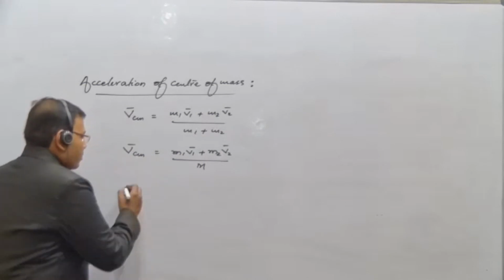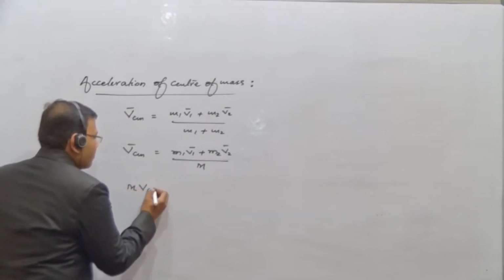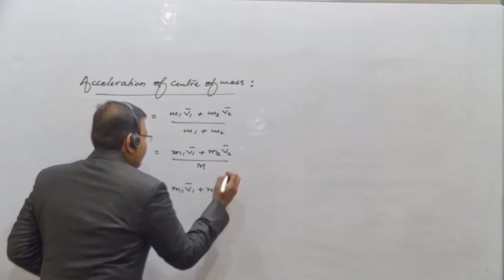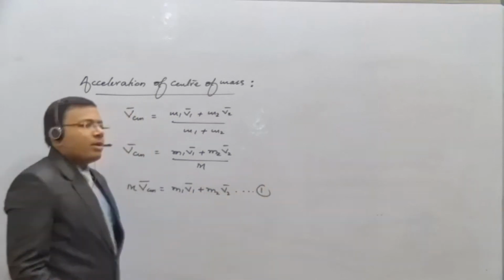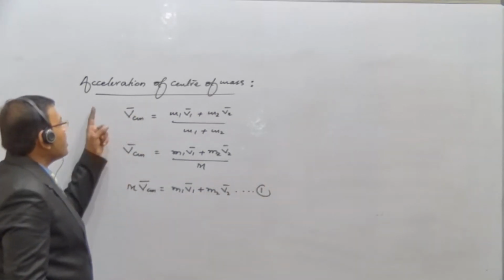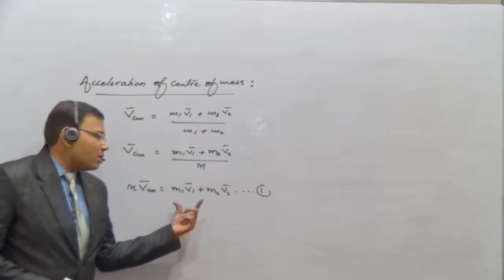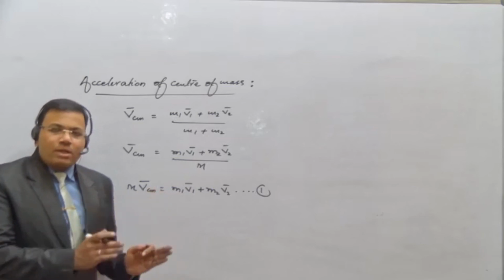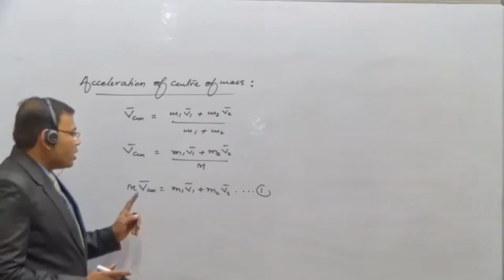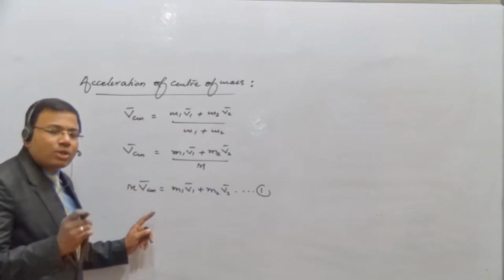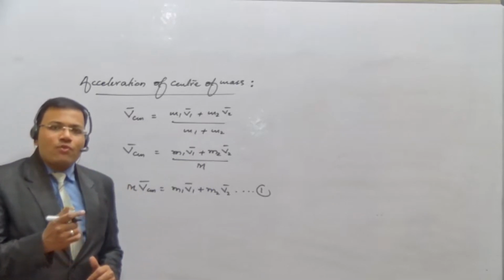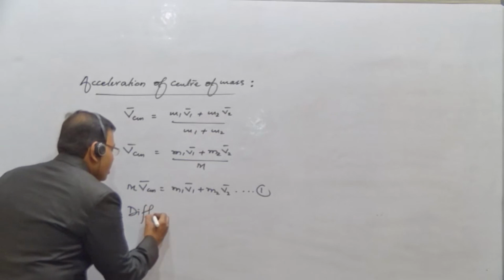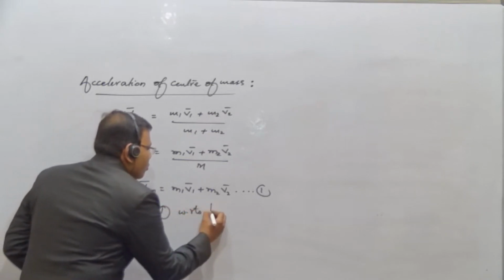Now just cross multiply it. What I am getting here is M vcm equals m1 v1 plus m2 v2. Suppose this is equation 1. Our concept of discussion is acceleration of the center of mass, but here the expression I have taken is for velocity of the center of mass. To get to the acceleration, we have to differentiate this equation with respect to time. The reason is that the rate of change of velocity is acceleration. So let us differentiate equation 1 with respect to time.